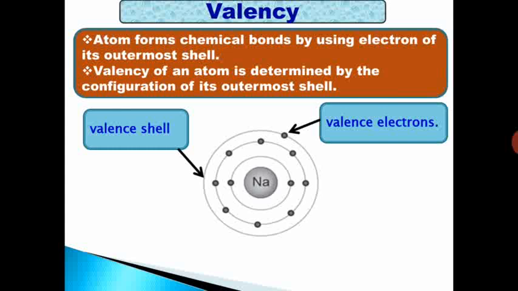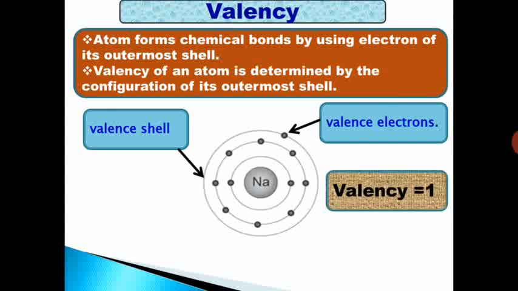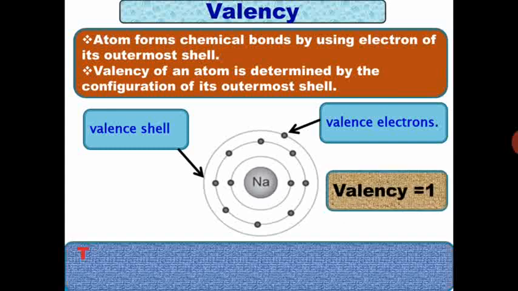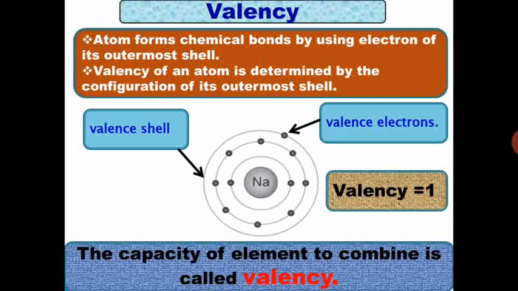By giving this electron, sodium can form a chemical bond with another atom. This is the capacity of sodium, that only 1 electron it can give, and this capacity is nothing but the valency. So the valency of sodium is 1. So what is valency? The capacity of an element to combine. This capacity is called valency.